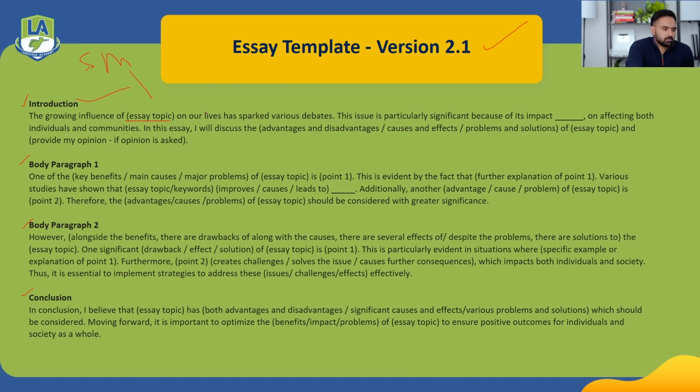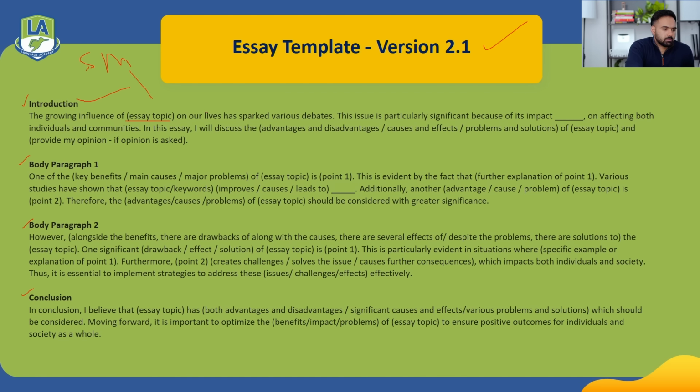The growing influence of social media on our lives has sparked various debates. The main topic here is social media. You can write social media's impact on society as well. This issue is particularly significant because of its impact on communication and social interactions. Instead of communication, you can write impact on social interaction, social communication, social connections, affecting both individuals and communities. In this essay, I'll discuss the advantages and disadvantages of social media and provide my opinion. We are done with the introduction.